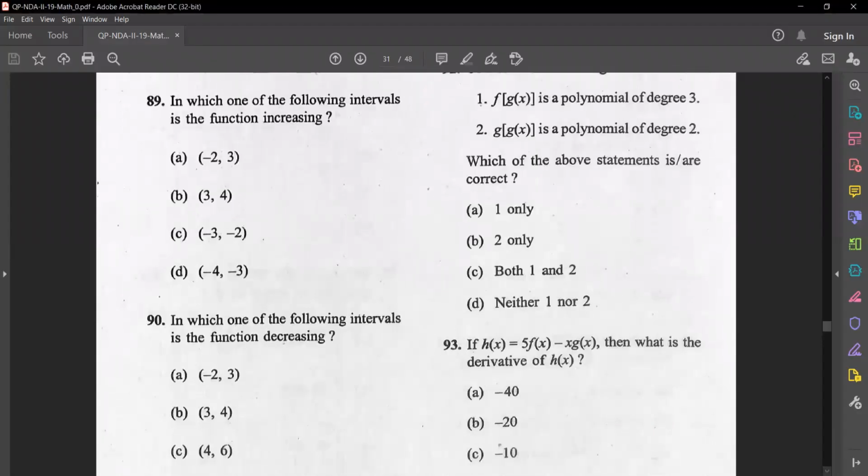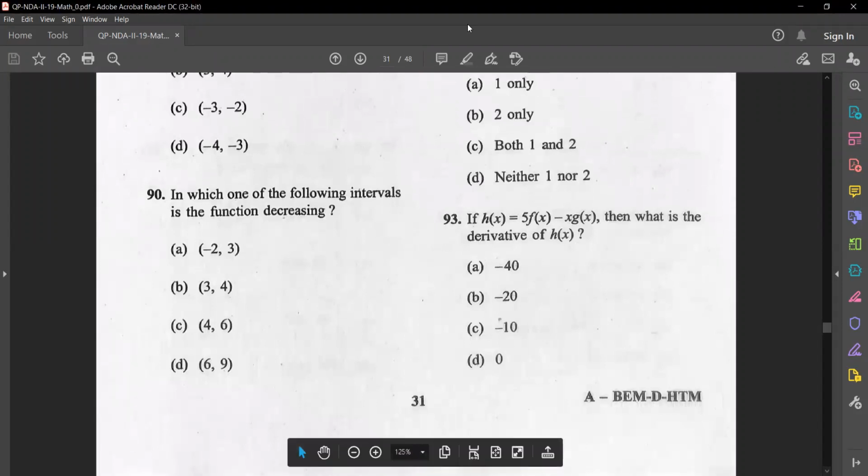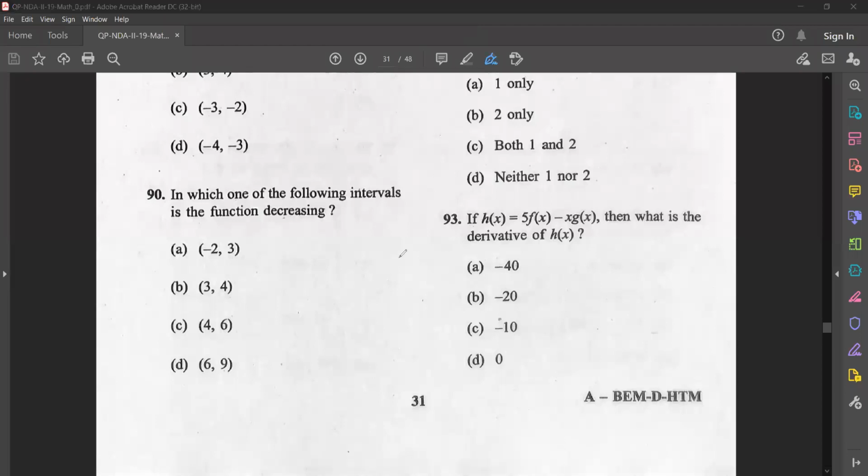In which one of the following intervals is the function decreasing? So it's the same function, so that's why the question is easy. In which of the following intervals is the function decreasing? We have already got the same question. So f dash of x you have already found out, and you did up to this much in the last question.